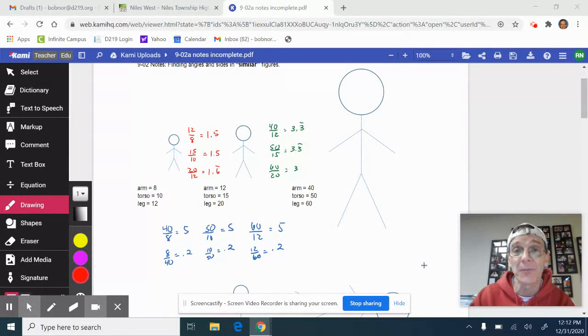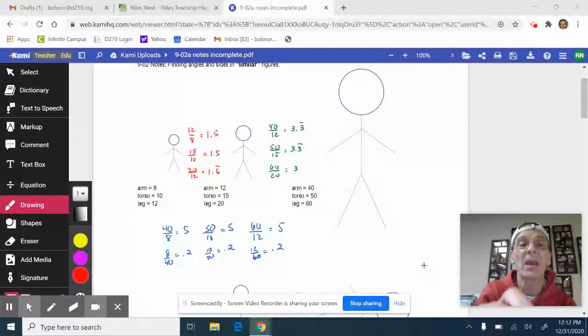So I've got three stick figures here, and they all certainly look similar to each other in this kind of vague way. But I have recorded some measurements. Let's just say the units are millimeters of the arm, the torso, and the leg of each of these three stick figures. This first stick figure's arm is 8 millimeters, torso is 10 millimeters, leg is 12 millimeters, and so on for the measurements of the others.